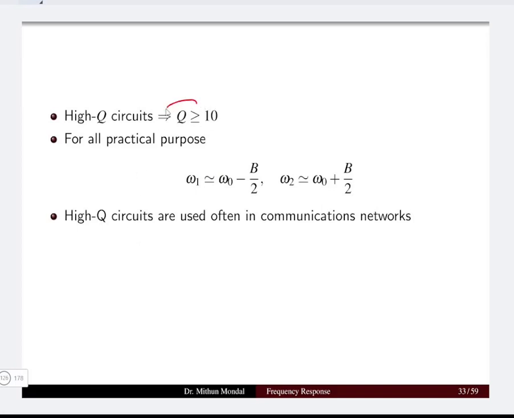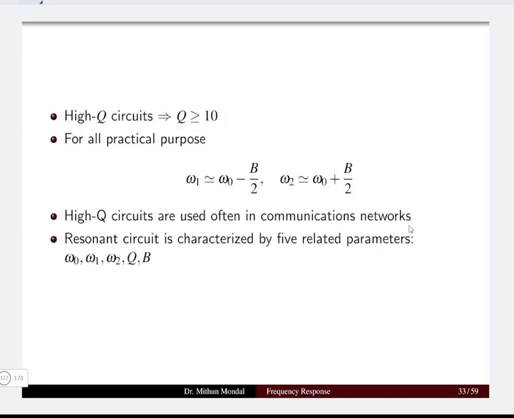Generally, a quality factor greater than 10 indicates a high quality factor circuit, which is used in communication networks. Generally, five related parameters define any resonant circuit. What are they? The resonant frequency omega naught, the two half power frequencies omega 1 and omega 2, the quality factor, and the bandwidth. These five related parameters define any resonant circuit.